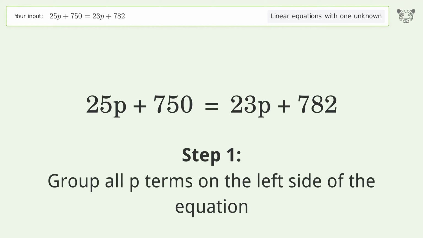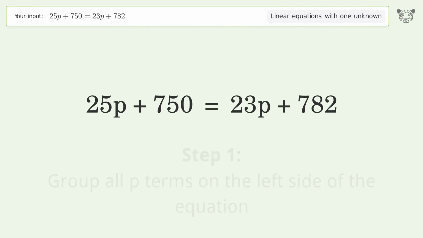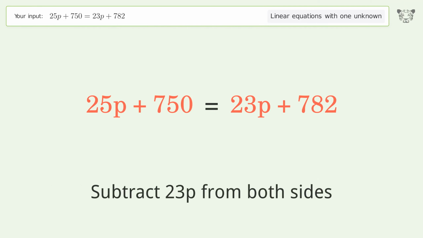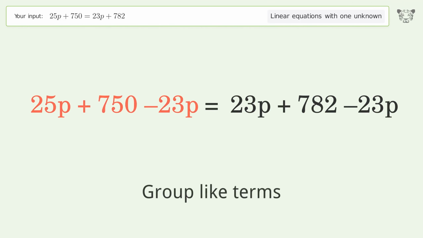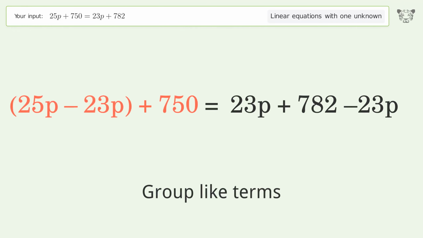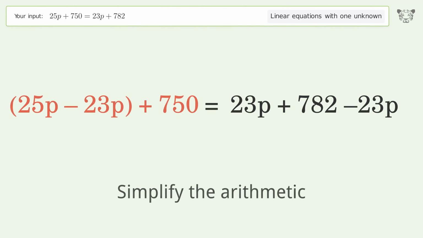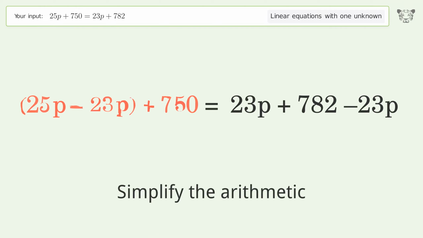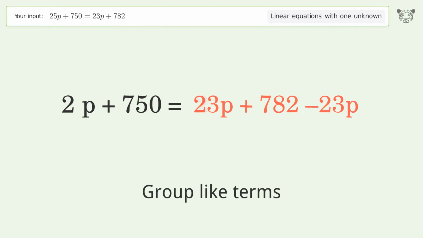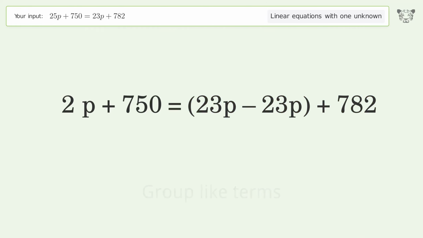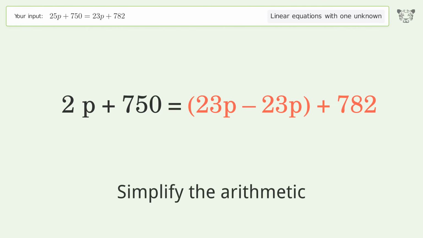Group all p terms on the left side of the equation. Subtract 23p from both sides. Group like terms. Simplify the arithmetic. Group like terms. Simplify the arithmetic.